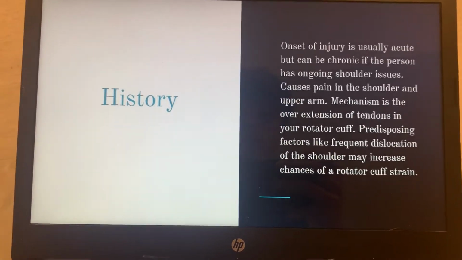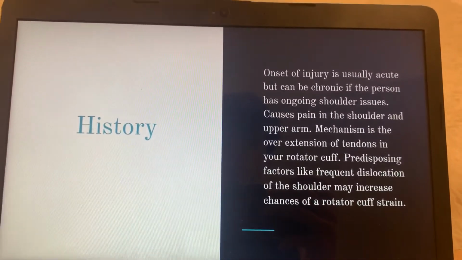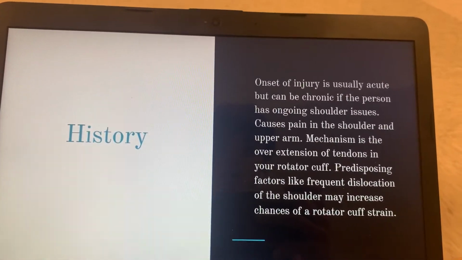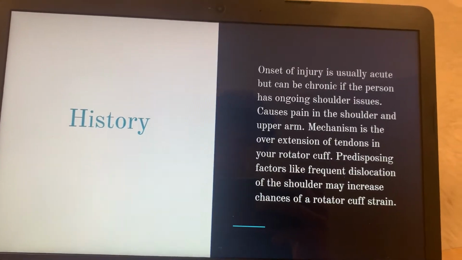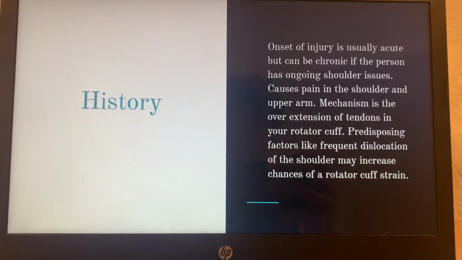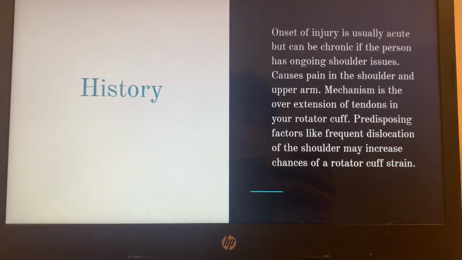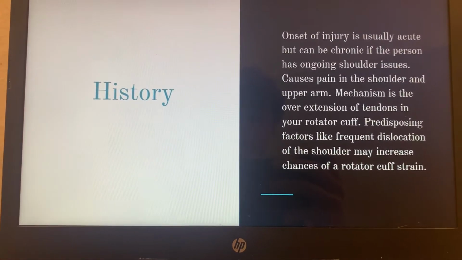Onset of this injury is usually acute but can be chronic if the person has ongoing shoulder issues. It causes pain in the shoulder and upper arm. Mechanism is the overextension of tendons in your rotator cuff. Predisposing factors can be like frequent dislocation of the shoulder that may increase chances of a rotator cuff strain.